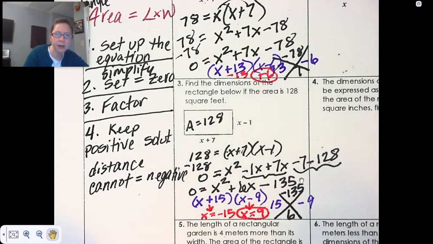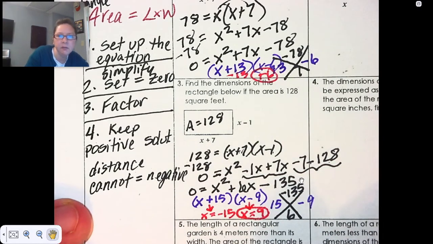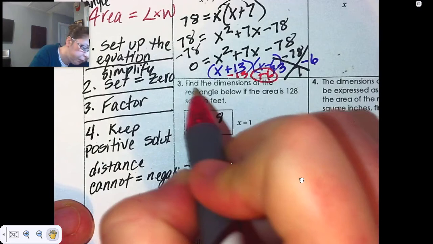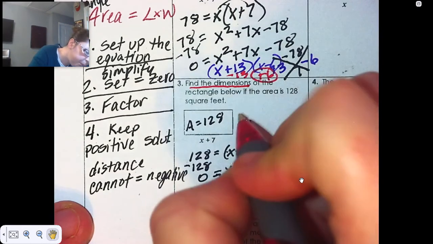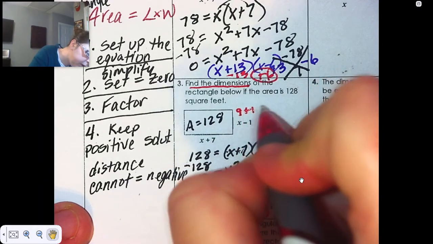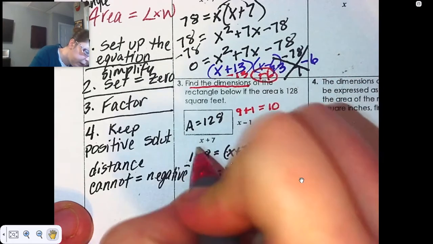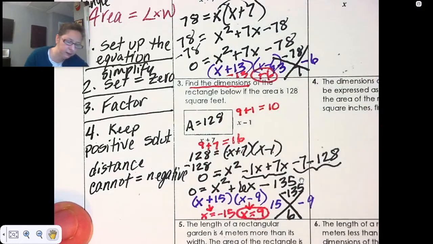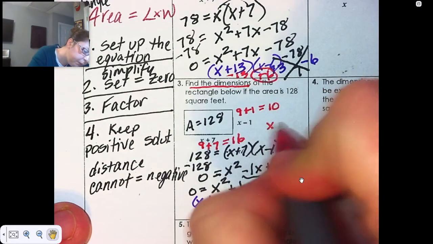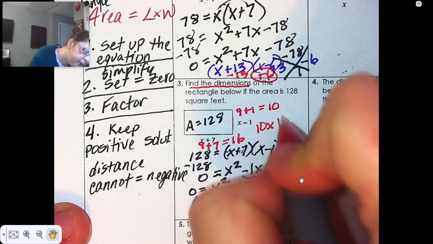And this question asked me to find the dimensions. Find the dimensions of this rectangle. So I need to plug that 9 into both places. So 9 plus 1 is 10. 9 plus 7 is 16. And those are the dimensions. 10 by 16.